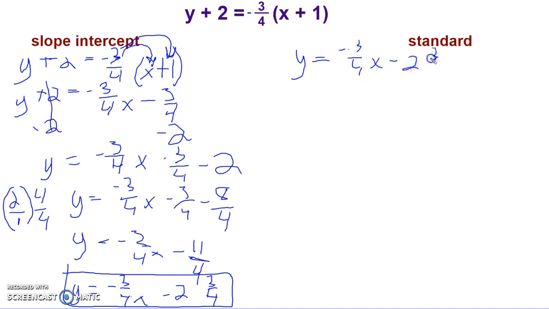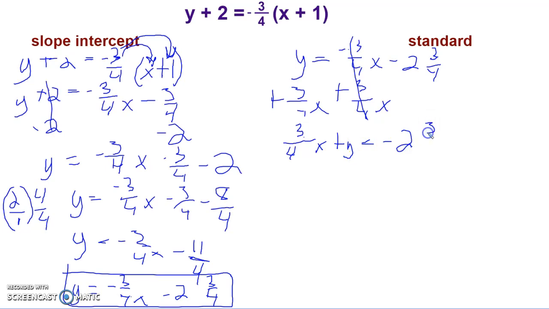minus 2 3/4. And we need to solve for the constant. So what I'm going to do is add 3/4 x to both sides in order to try to get this constant alone. And so that's going to get rid of that here. And then I'm going to put the x first again, like I did in the last example. So we're going to have 3/4 x plus y is equal to negative 2 3/4.